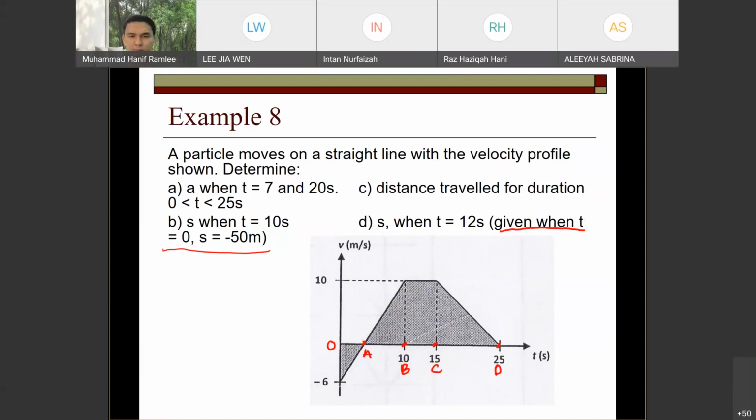Once you have this label, then you can start with the calculation. For the first thing, you have to make sure that this value of t can be determined. So you have to determine t at A first, the intersection. This is very basic trigonometry, so you can use trigonometry like this.